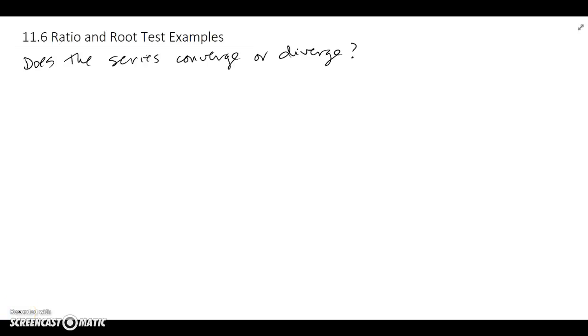Let's look at a few examples of applying the ratio and the root tests. So does the given series converge or diverge? When looking at this series, I can go ahead and try the ratio test and see what happens on it. I see some powers of k. I can do the root test, but I'm going to lean towards the ratio test, because doing the root test might nicely take care of this, and then having to deal with the 1 over k, maybe I don't want to deal with that limit. So let's try the ratio test.